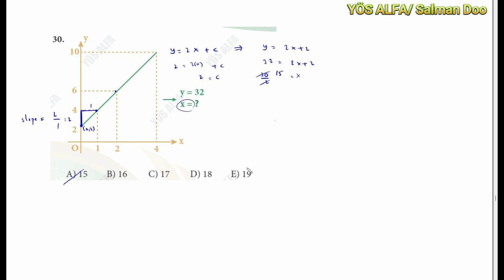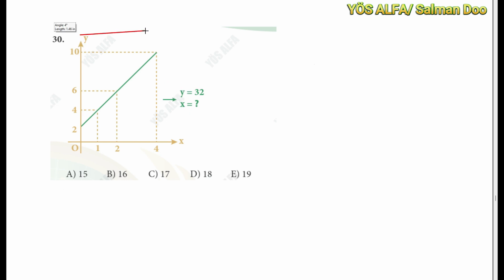The second way is we can also use the similarities of the triangles. We are asked to find the x value when y is 32. So y 32 is, let's say, here. We'll continue this line and extend up until this point. And we can use geometry to calculate the x value.